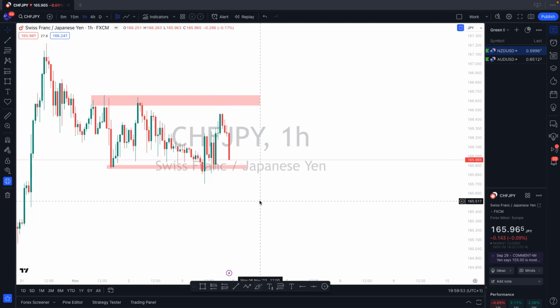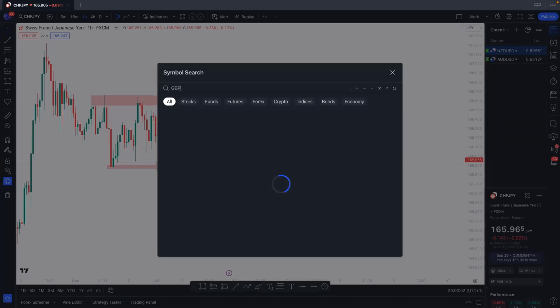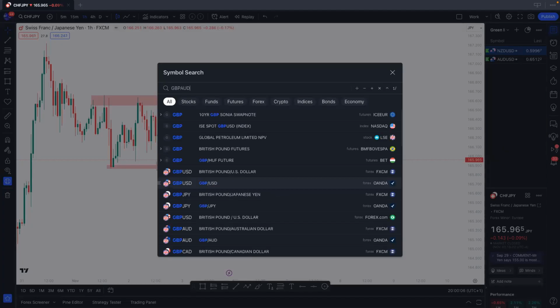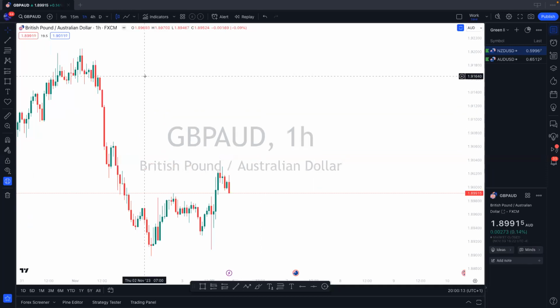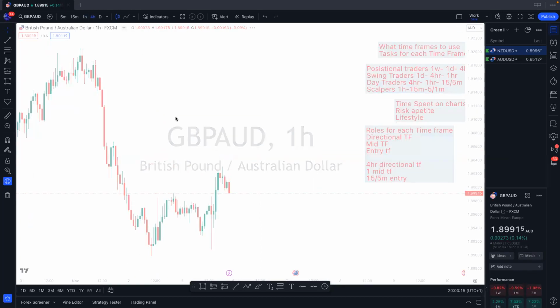So let's take a look at GBP AUD. Someone dropped GBP AUD and Euro AUD. This one is understandable to a certain level. GBP AUD. Nice. Let's take a look at the 4 hour time frame.